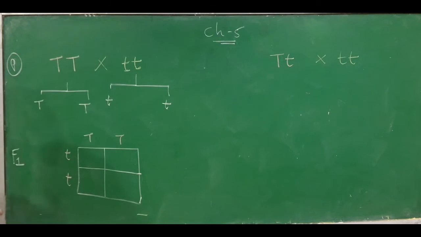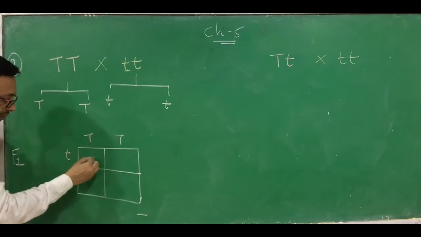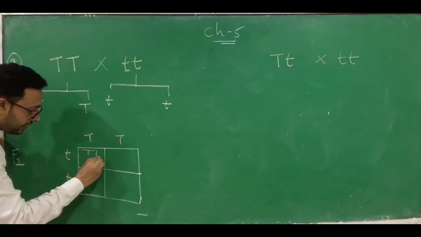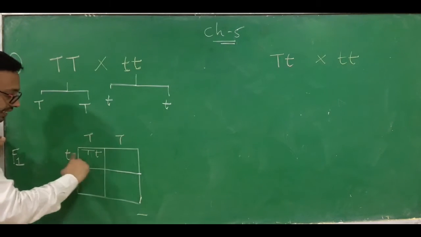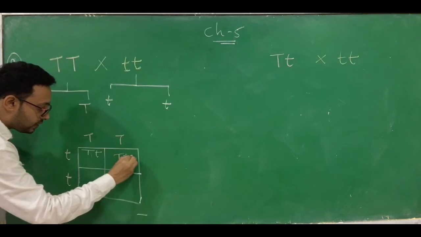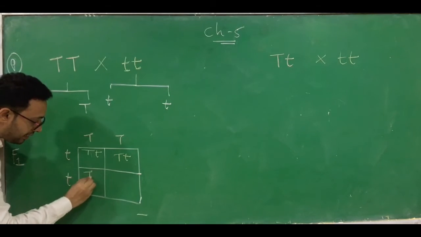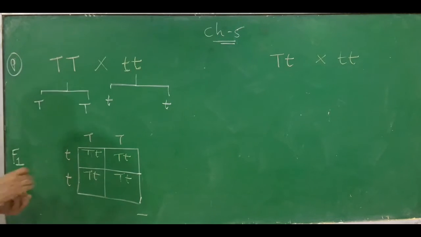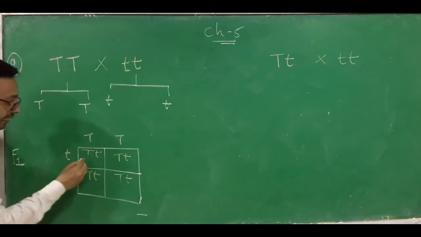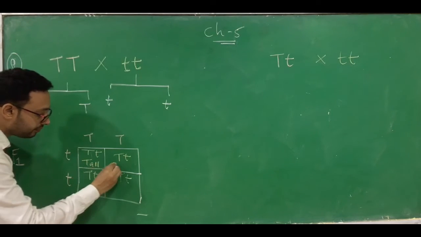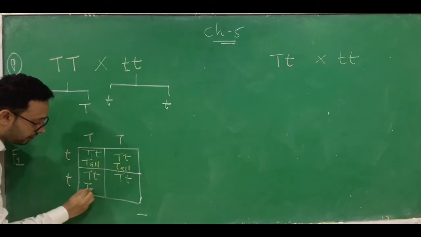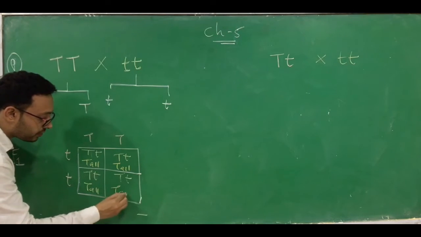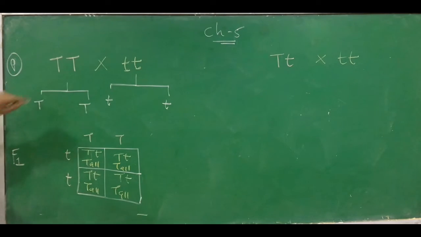Now you can write in a box. Row and column, mix it. So here capital T small t. Same here, capital T small t. Mix over here, capital T small t. Mix, capital T small t. Now all of you know the meaning of capital T small t. What is capital T small t? It is tall. Clear? So that happens in the case of homozygous tall.